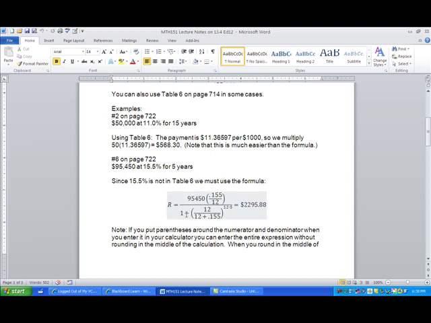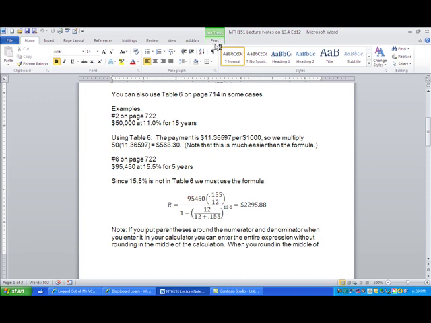In the denominator, we have 1 minus, and in parentheses, 12 divided by 12 plus this interest rate as a decimal, so 0.155, raised to 12 months in a year times 5 years, which would be 60 payments. So we're figuring out there the number of payments over the term of the loan or the mortgage. And when we do the calculations, you come up with $2,295.88.